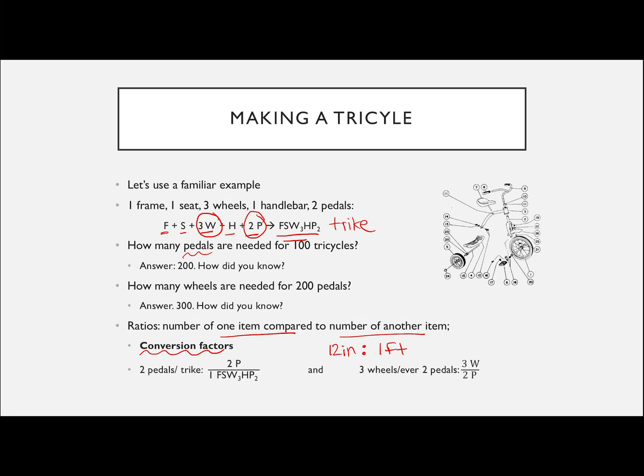For this example, we could say that for every 2 pedals, we have 1 trike. Same thing. 2 pedals, 1 trike. We could also flip that ratio to have the 1 trike to 2 pedals. We also have the ratio of 3 wheels for every 2 pedals. 3 wheels for 2 pedals. We can write these opposite, just like we can write 12 inches to 1 foot, or 1 foot to 12 inches. All right. So we're going to use these ratios to help us solve chemical problems.